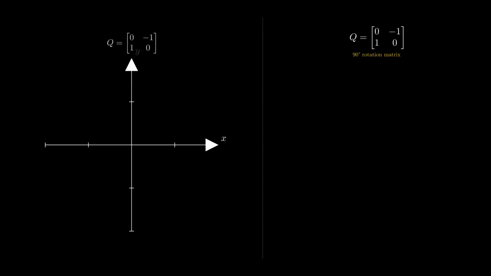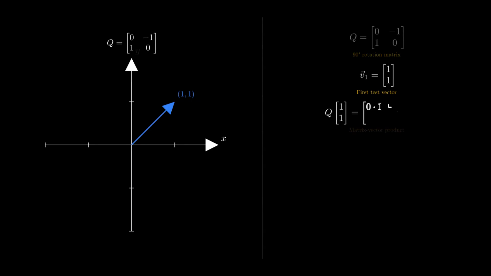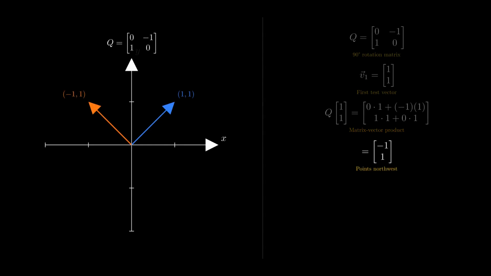The 90-degree counterclockwise rotation matrix Q has entries 0, -1 in the first row, and 1, 0 in the second row. Watch what it does geometrically. Take the vector 1, 1 pointing northeast. Q times 1, 1 gives -1, 1. That points northwest. A perfect 90-degree rotation.